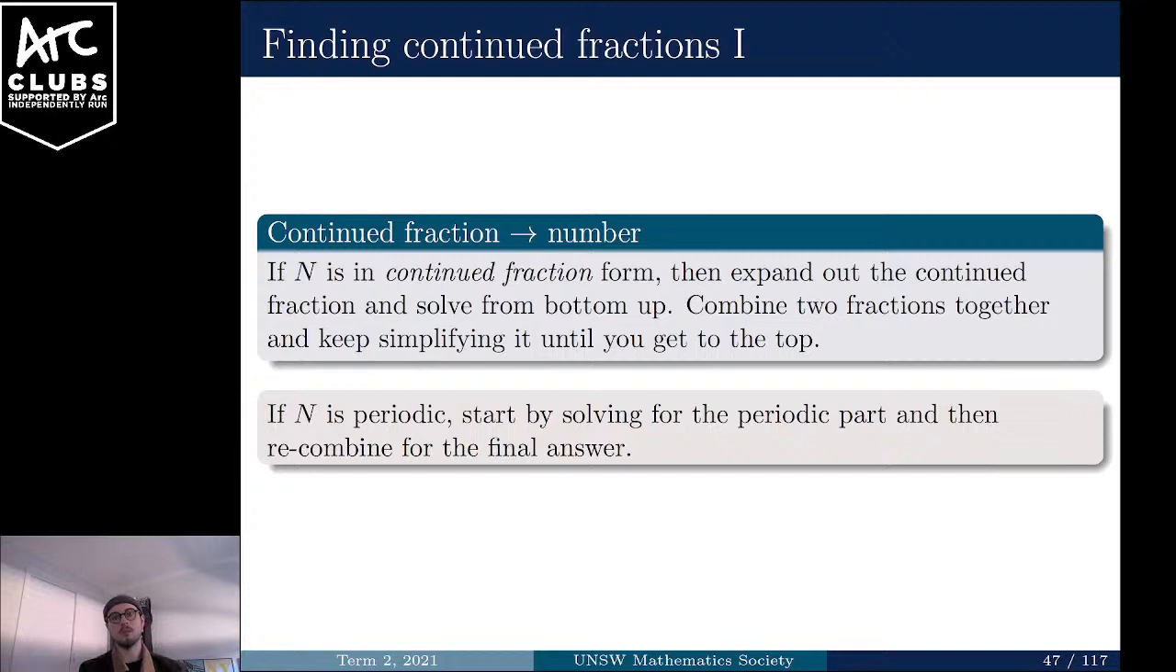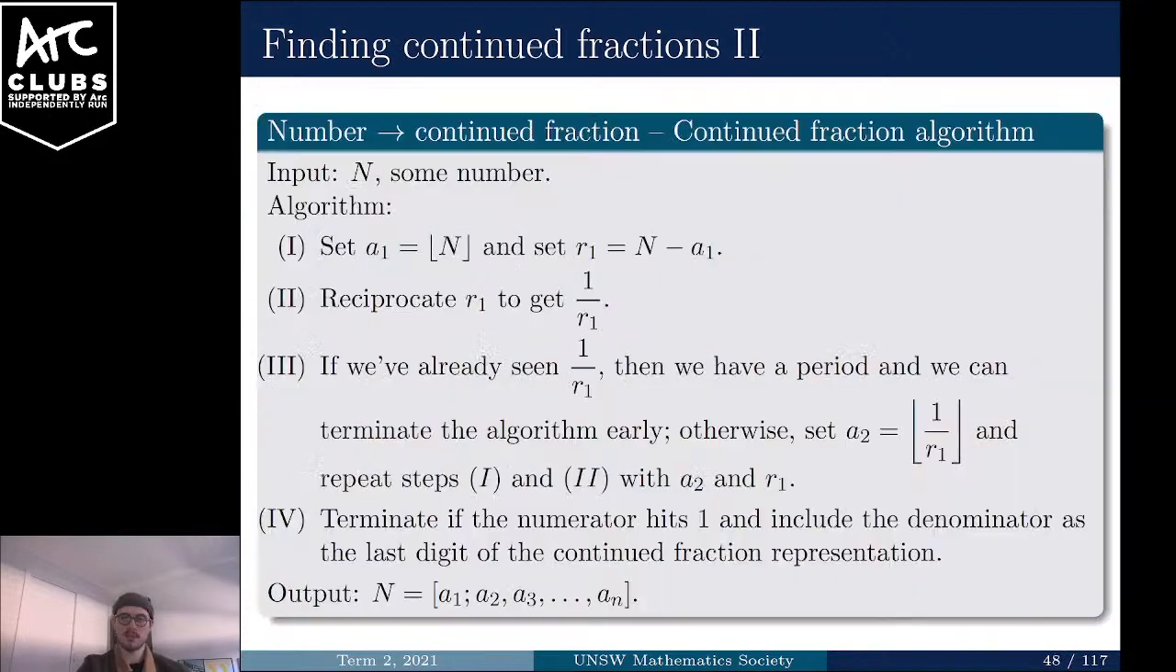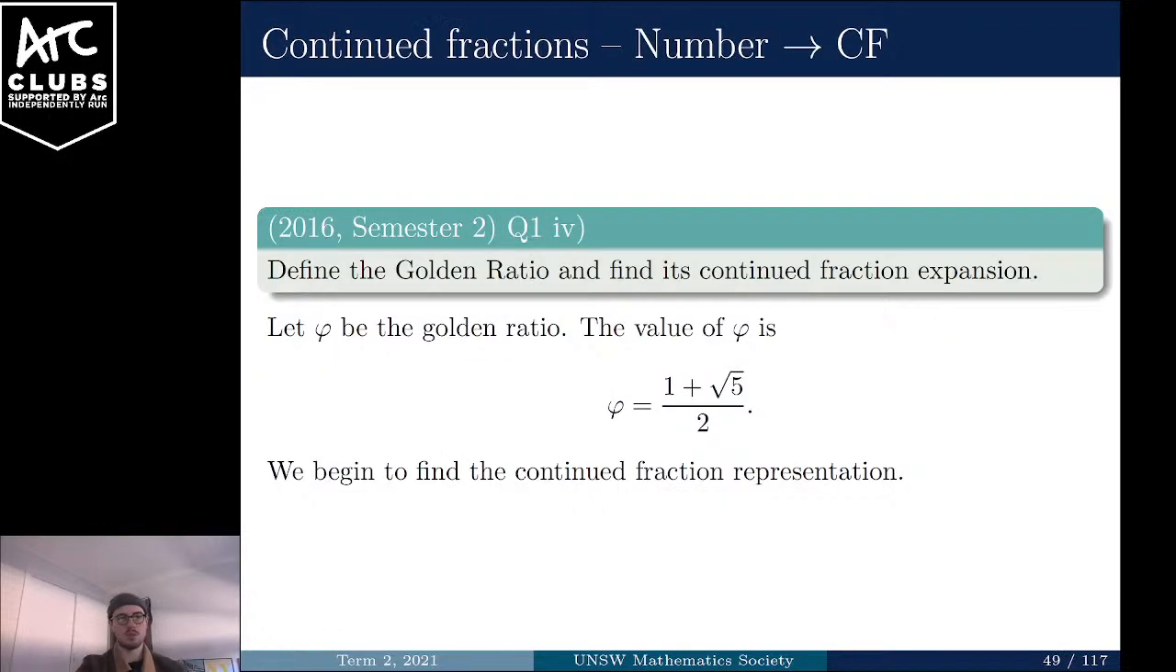If you've got the number and you're trying to find the continued fraction, it's the reverse of that. It's a bit tricky to get your head around, but we're going to work through it. It says here, if n is periodic, start by solving the periodic part, and then recombine for the final answer. So we'll see that again in a second. So again, this is the algorithm. I think it's best explained with a question.